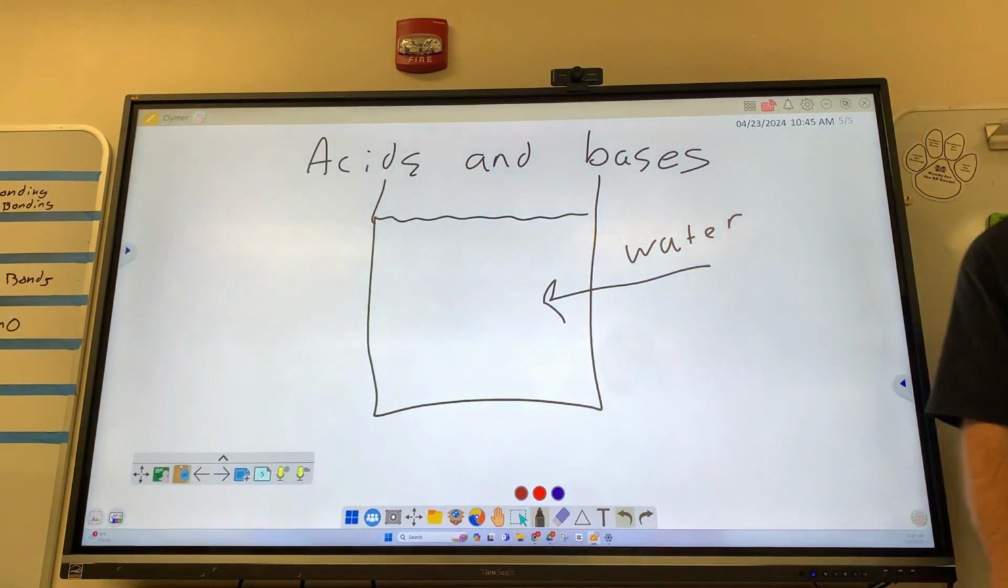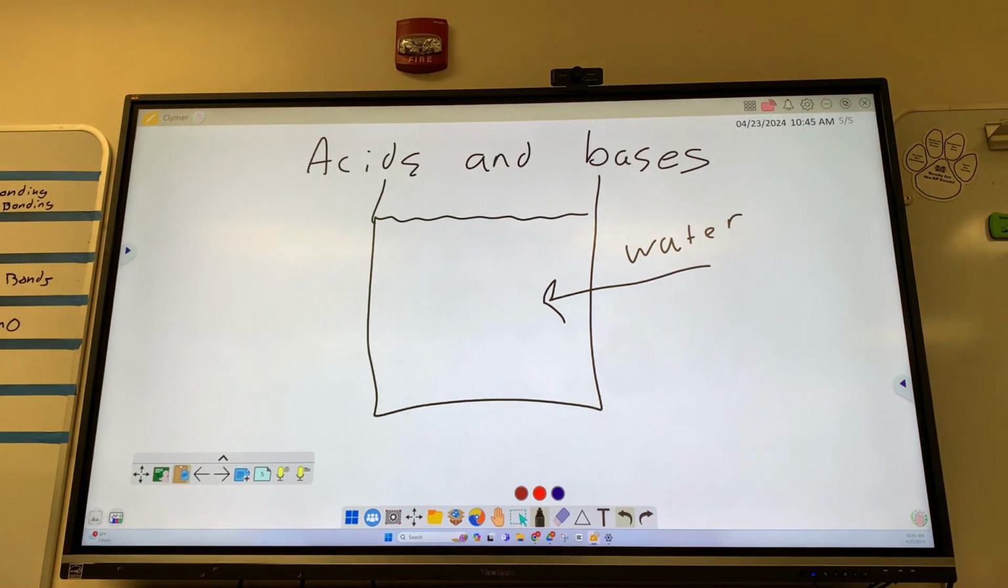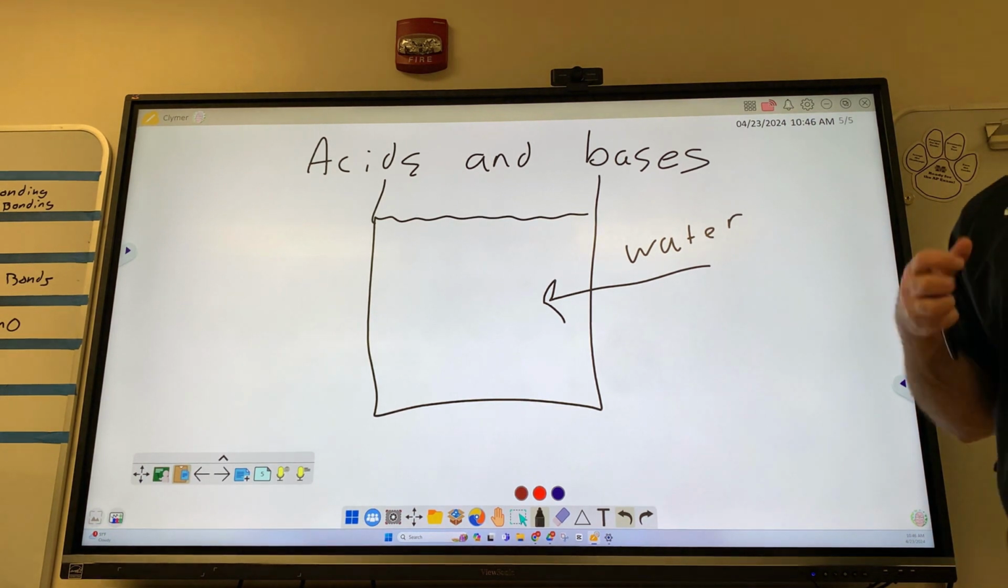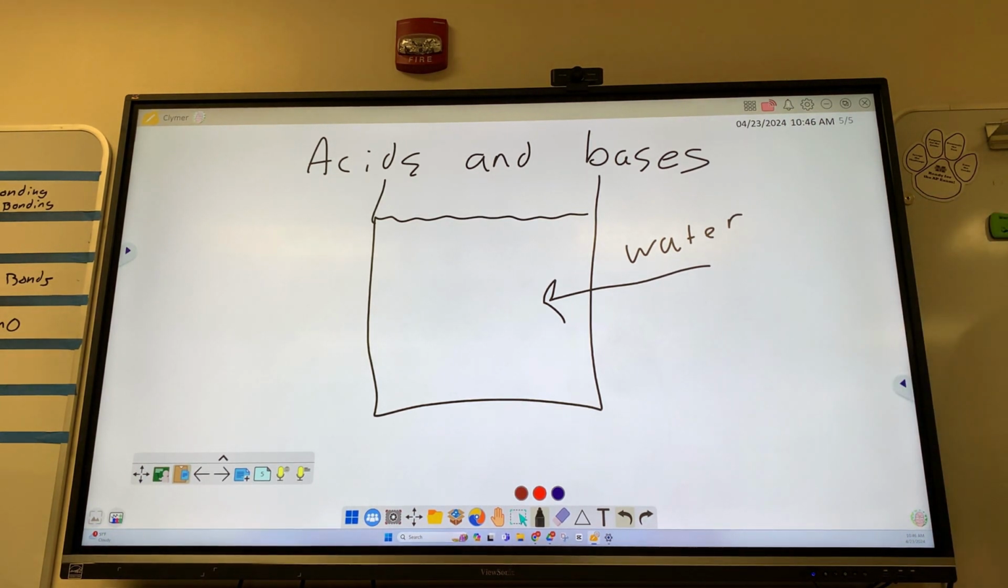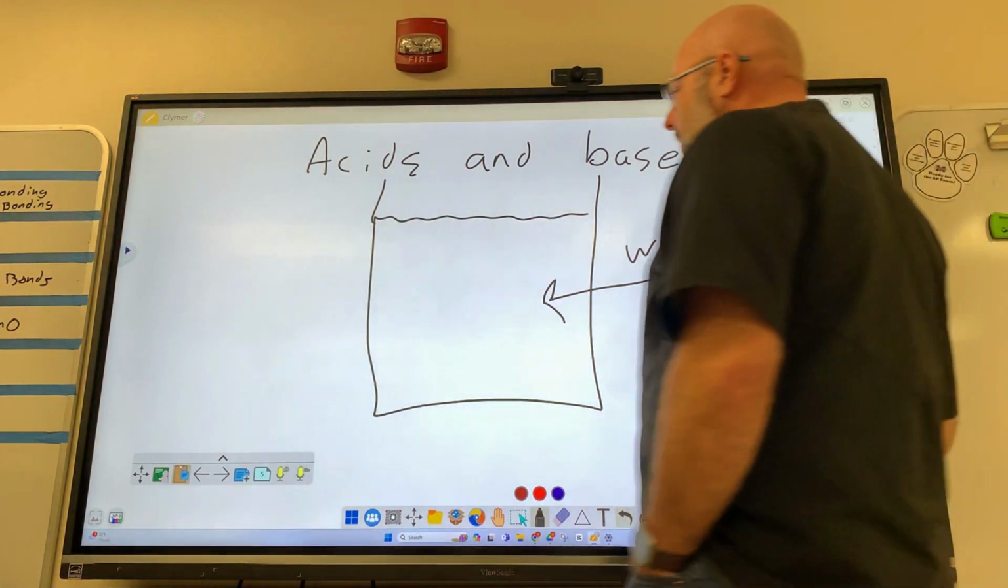Yesterday, when we did the pH strips, what did you find was the pH of water? Just the regular water. 7. It's right at 7. And yesterday we just discussed this. We didn't get much further than that, but what did we discuss is a neutral solution, not acidic and not basic. 7. So water is neutral.